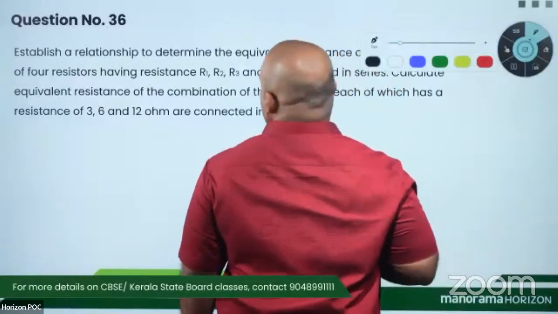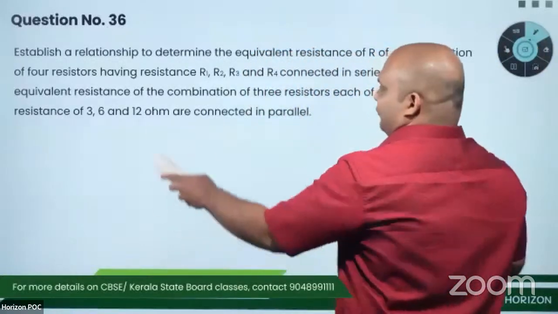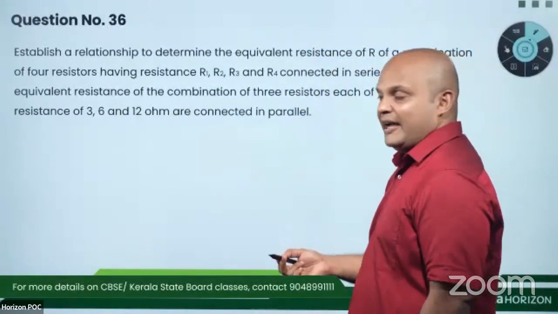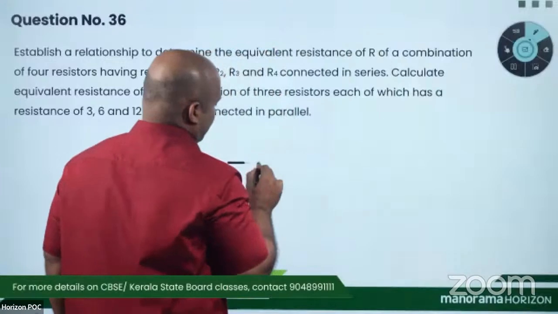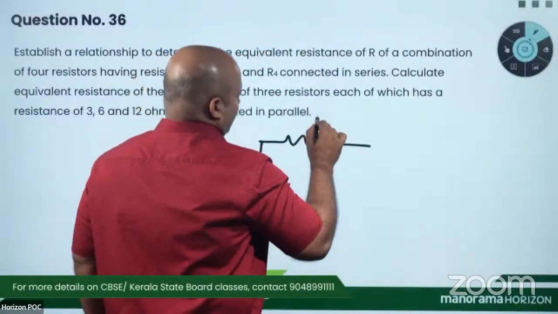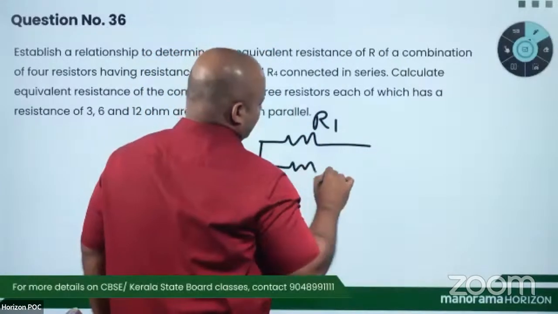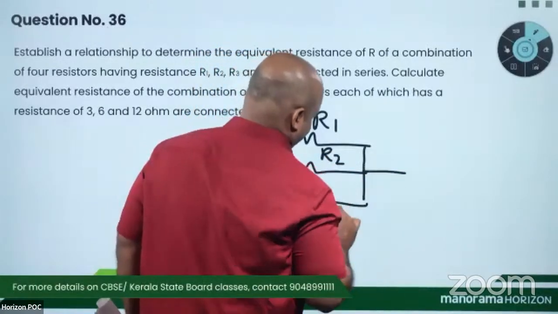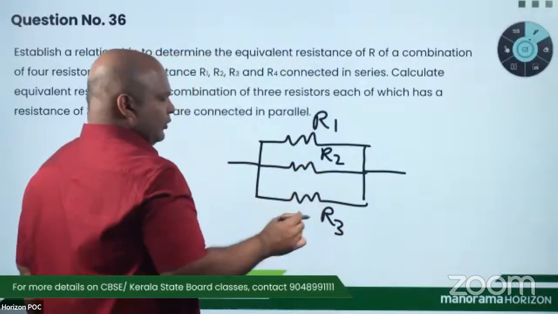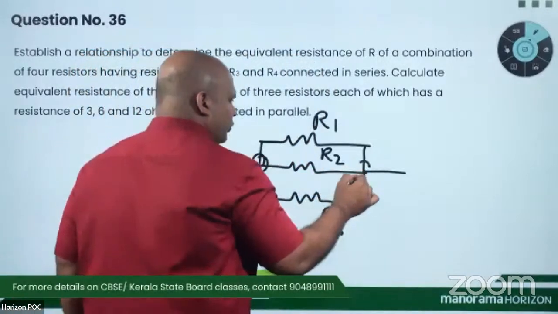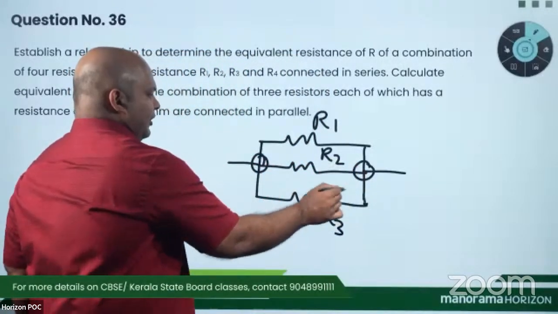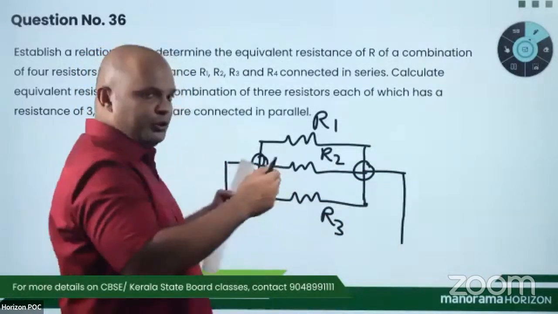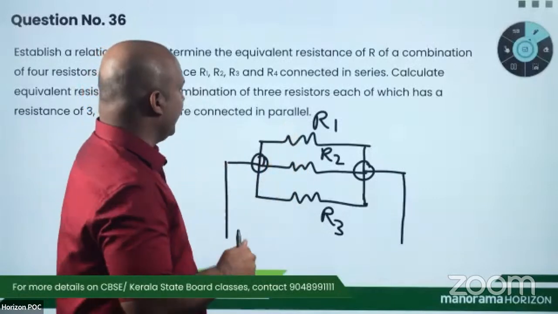Moving on, what is the other question? We have 3 resistances, 3, 6 and 12, which are all connected in parallel. So we have R1, R2, R3. And you will notice that their ends are shorted together. Remember, whenever you are talking about resistances in parallel, their ends will be shorted together. The ends will all be combined together.